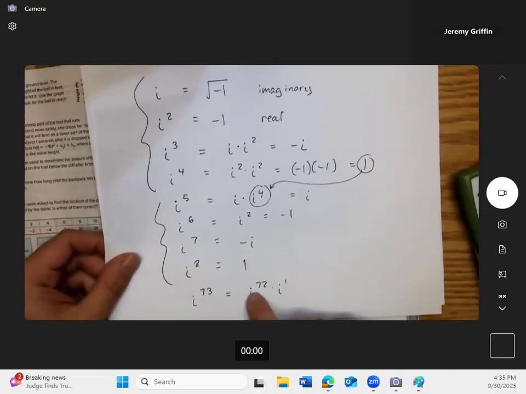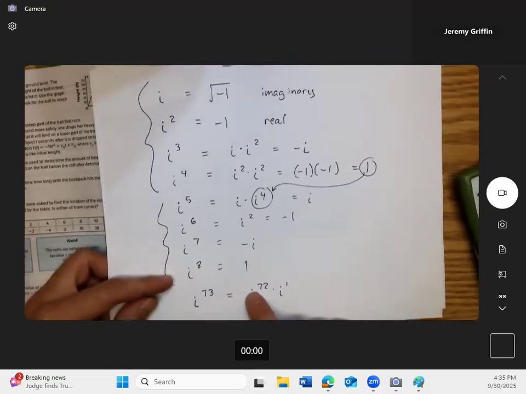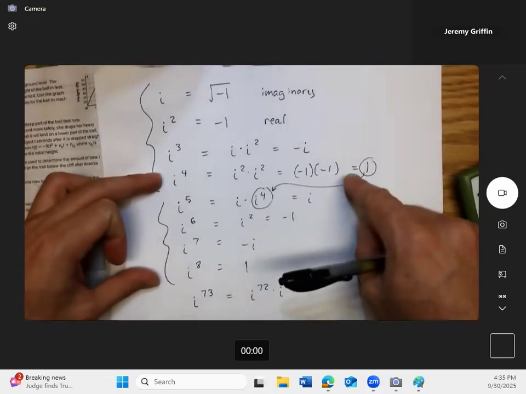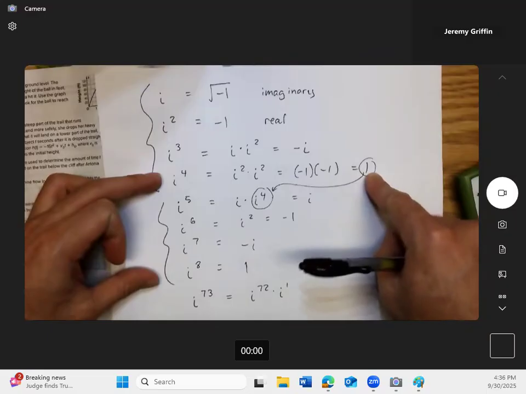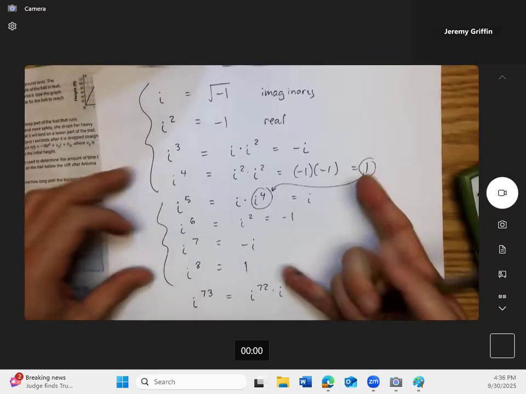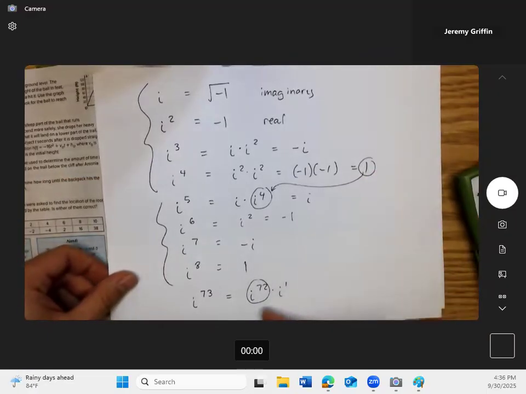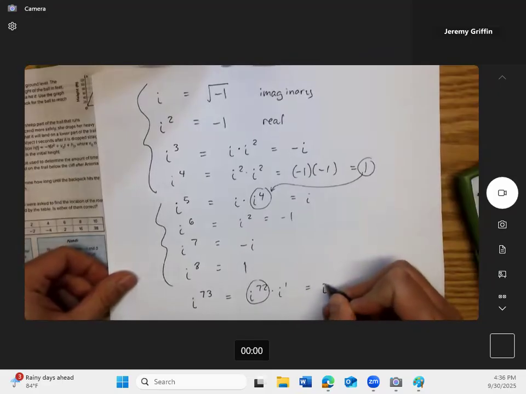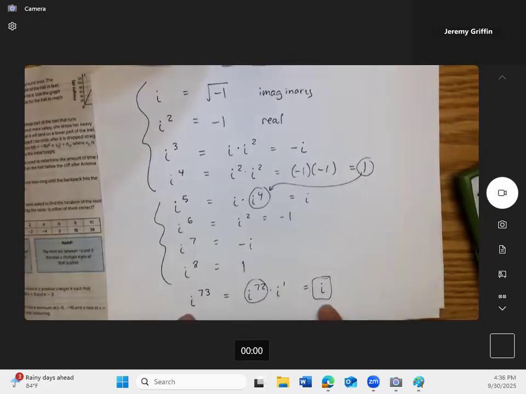It could be like that, right? And i to the 72, well, 72 is a perfect multiple of 4. So any power of 4 is just 1. It shows up here, shows up here. So this bit right here is just 1. So this is 1 times i, which is just i. That's all. So i to the 73 is i.